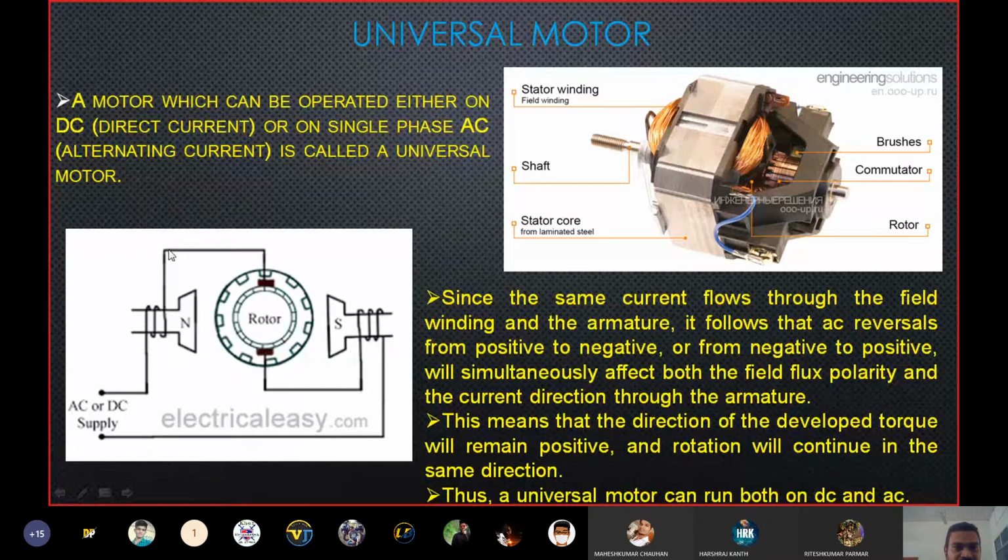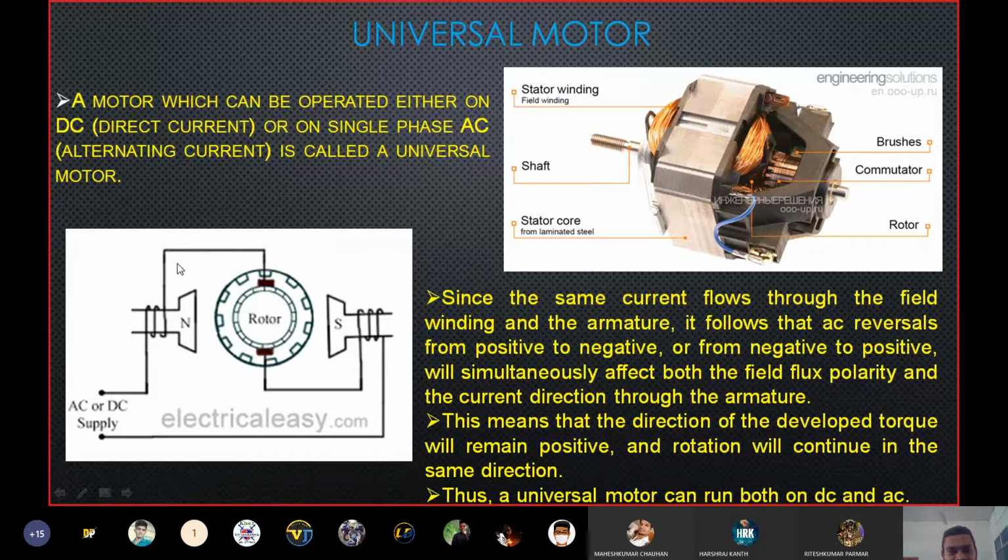The field winding or stator winding and the rotor winding are both connected in series. Since they are connected in series, the same current flows through the field winding and the armature winding. It follows the AC reversal from positive to negative or negative to positive. When AC supply is given, whether the positive half cycle or negative half cycle is there, during both half cycles the current flowing through each component is the same.